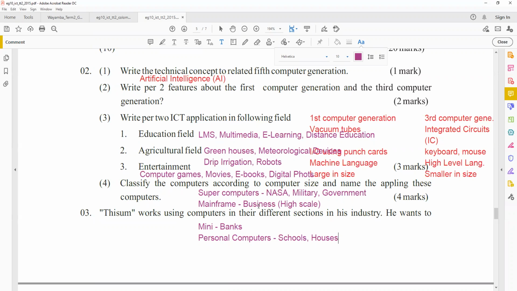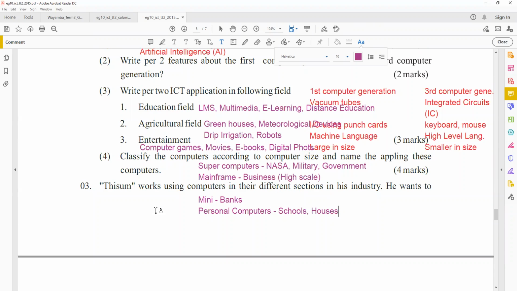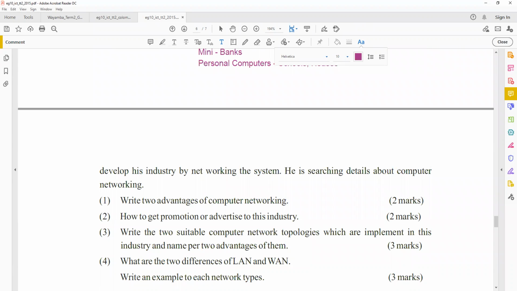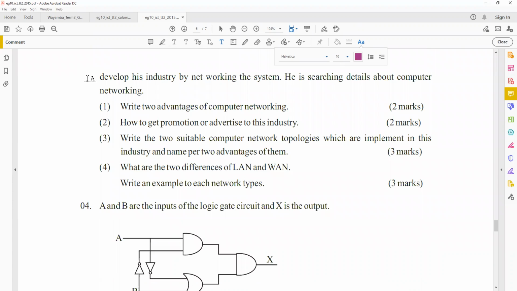Thisum works using computers in different sections in his industry. He wants to develop his industry by networking the system. He is searching for details about computer networking. Okay, first one, write 2 advantages of computer networks. Yes, computer networks are used in various cases. So why should we use them? Okay, tell me what are the advantages of using networking?